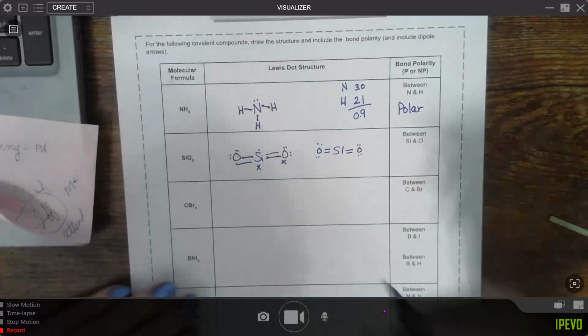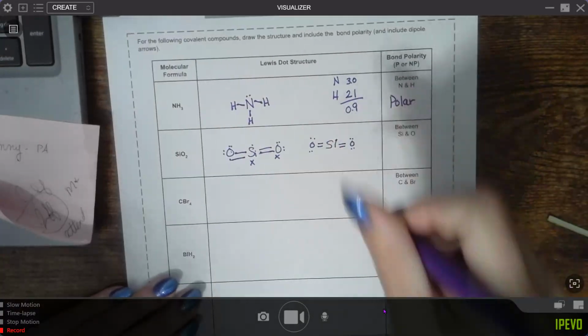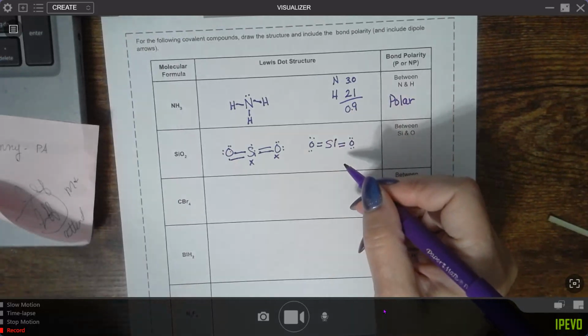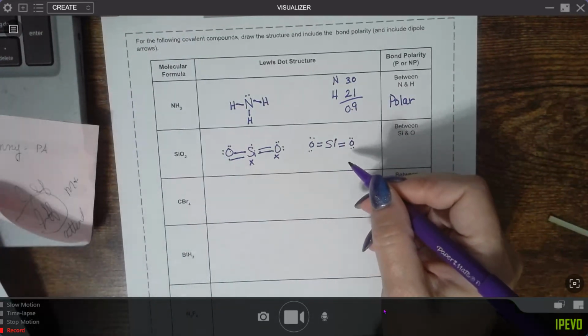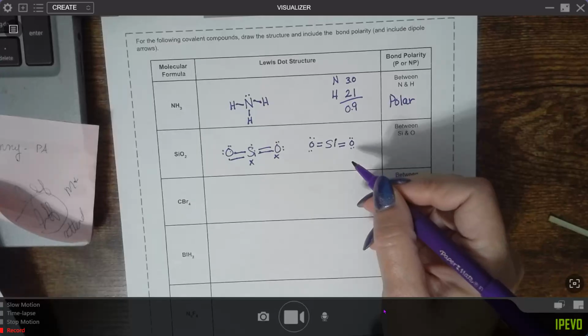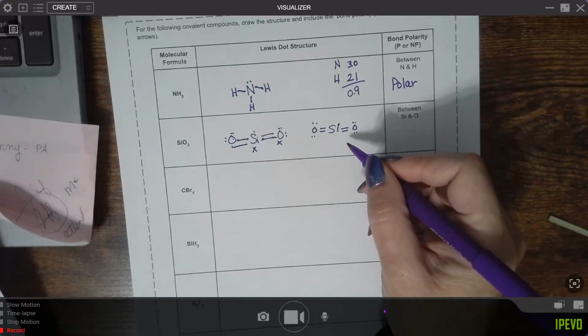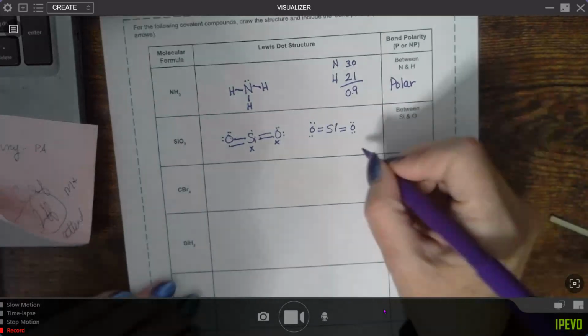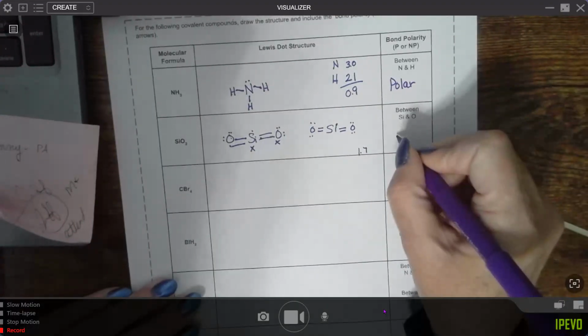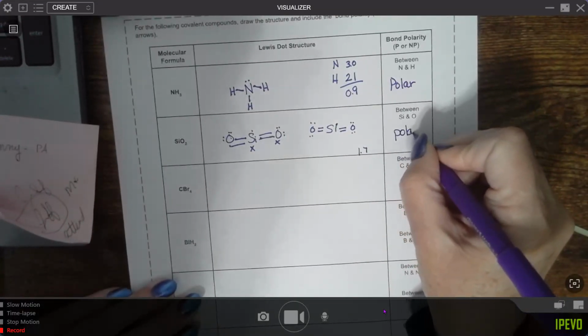Okay, so silicon dioxide. So let's look at our bond electronegativity. Silicon has an electronegativity of 1.8. Oxygen is 3.5, so that's a difference of 1.7. So a polar bond.